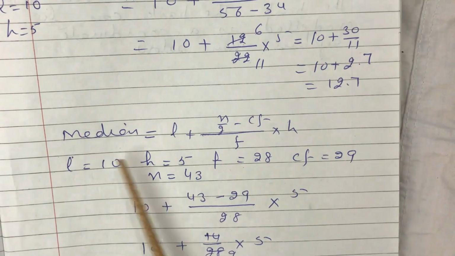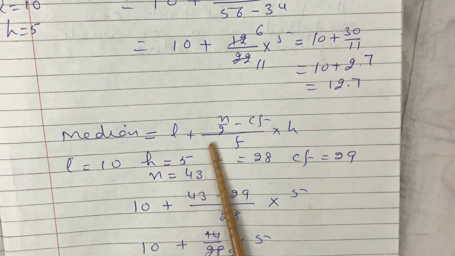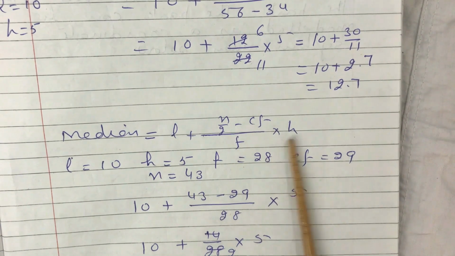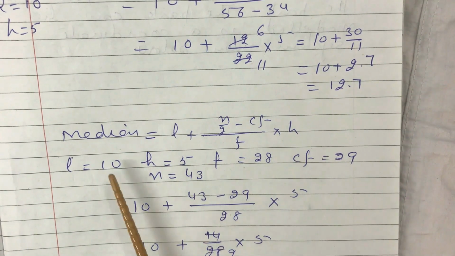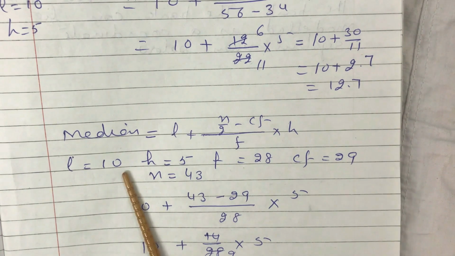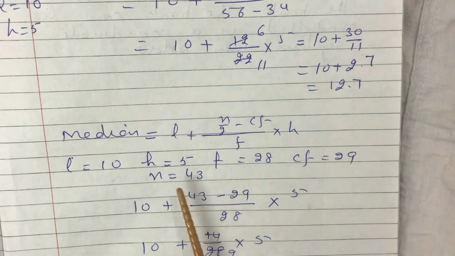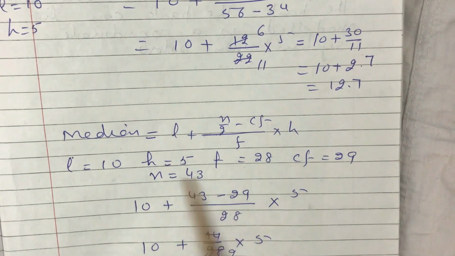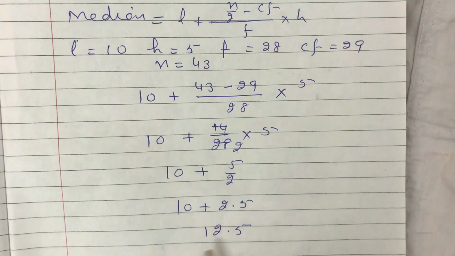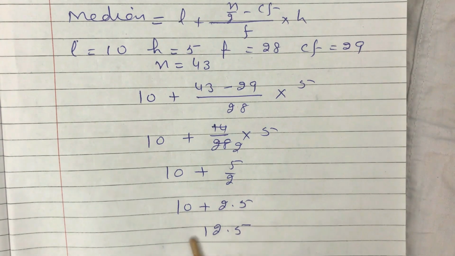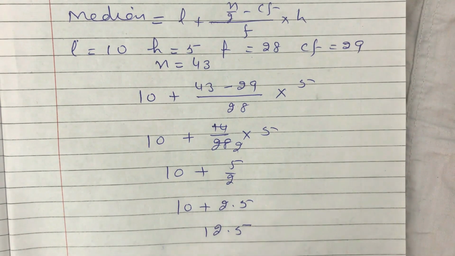Now median. Median formula for median is L plus (N by 2 minus CF) upon F into H. Now here we know L is 10, H is 5, F is 28, CF is 29 and N is 43. Substitute these values in the formula. After solving this, you will get 12.5 as the answer.